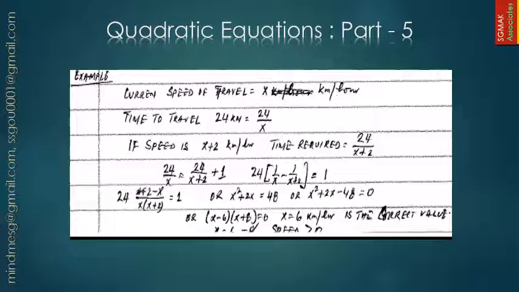Typically, when you have a quadratic equation, you have to make a judgment. One of the roots will be inadmissible. When you compare that with the problem statement, you can make that judgment easily. In this case, the speed of travel cannot be negative, so we discarded x equal to minus 8.